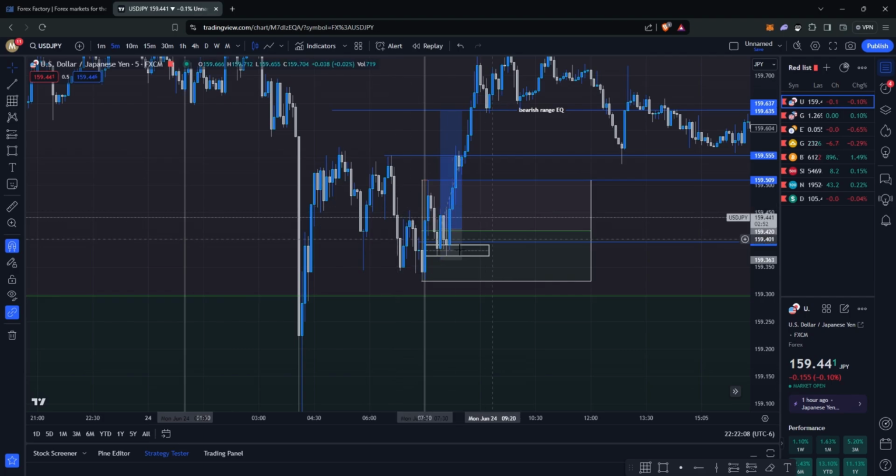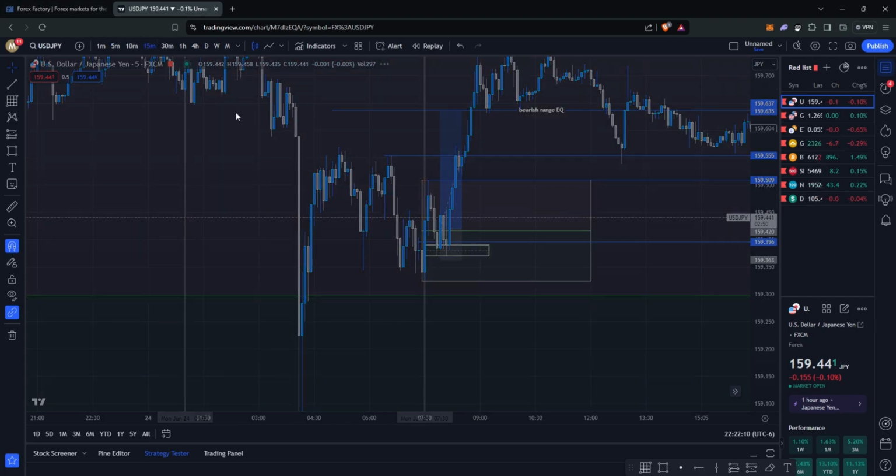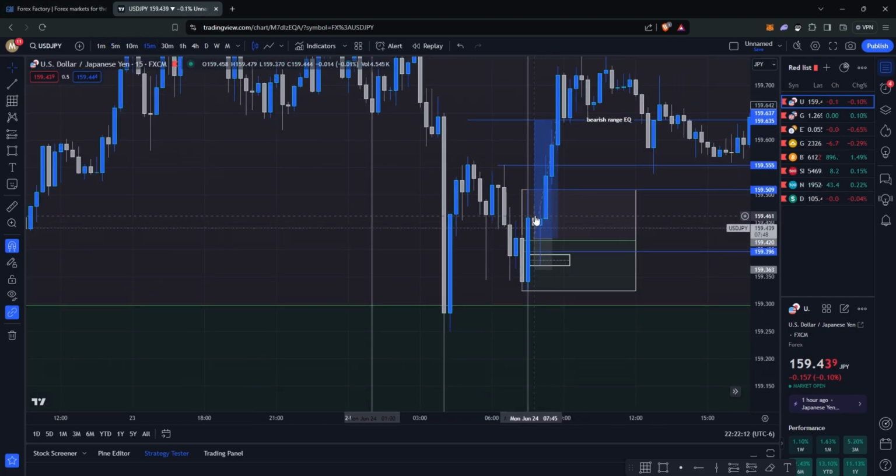But this wasn't enough for me, right? And then also on the 15-minute time frame, you can see we also broke structure, just very slightly, but we still broke structure, right?